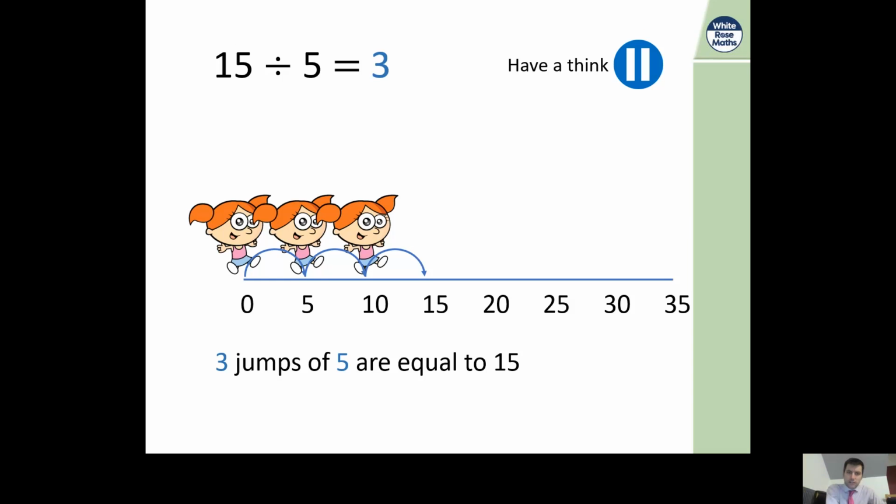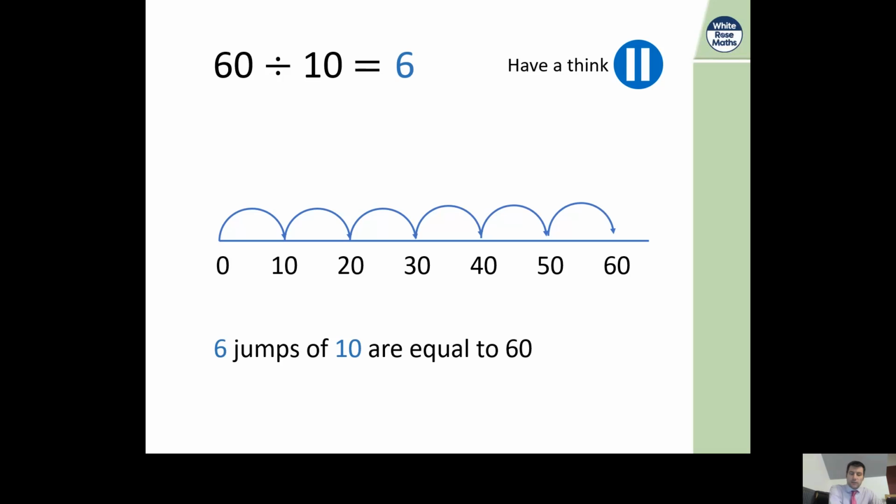Okay, so the first one she does 5. Okay, think about where she'll go after 5. Here we go. So here she's jumping. So first one she does 5. Second jump, she does another 5, and third jump, she does another 5. So how many jumps has she done? 3. So 15 divided by 5 is 3. Okay, 3 jumps of 5 equal to 15.